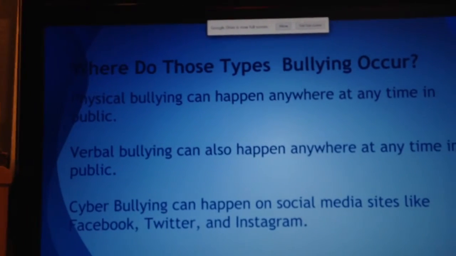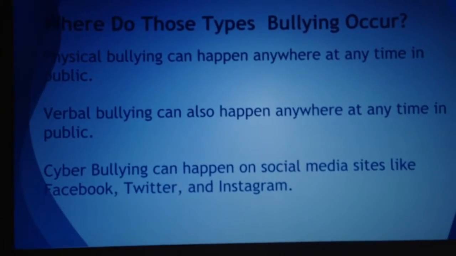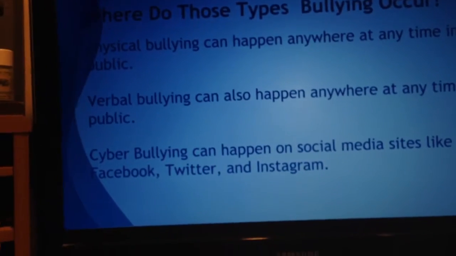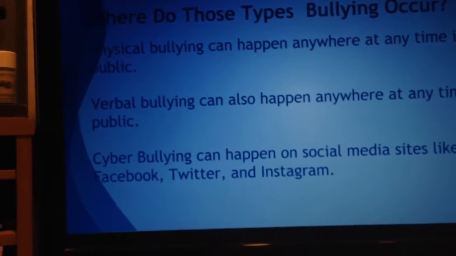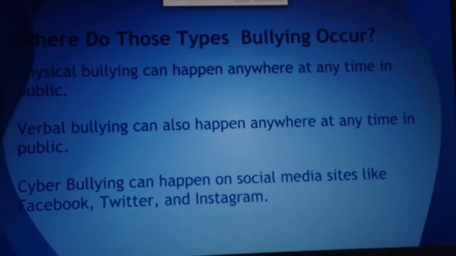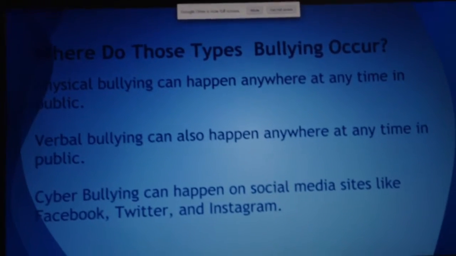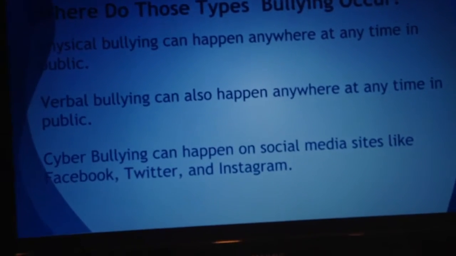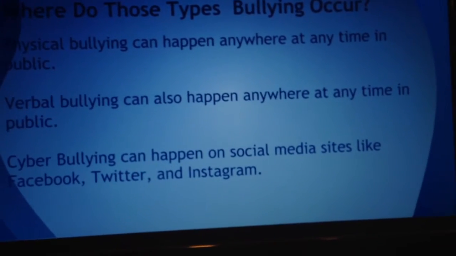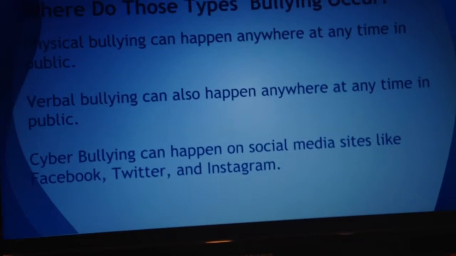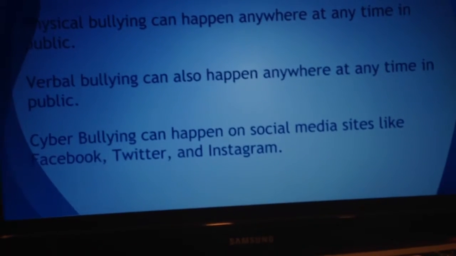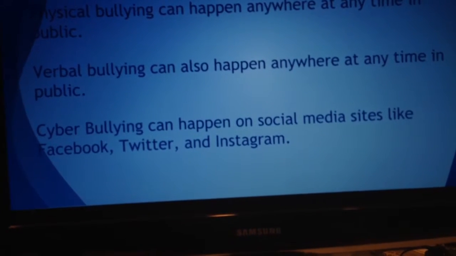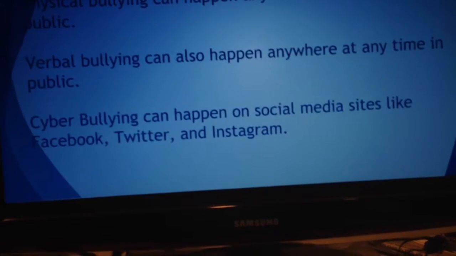So where do these types of bullying occur? Physical and verbal bullying can happen anywhere, anytime in public. They most commonly happen in schools, but they can also happen in other places like parks, movie theaters, and restaurants. Cyberbullying can happen on social media sites like Facebook, Twitter, and Instagram, like I previously mentioned. It can also happen on cell phones, through text messaging.